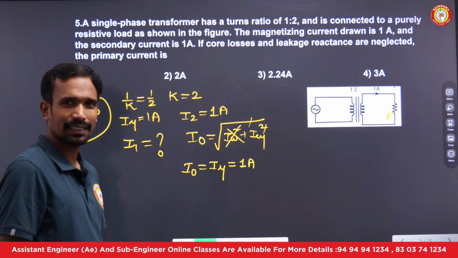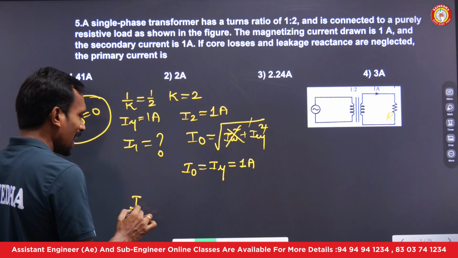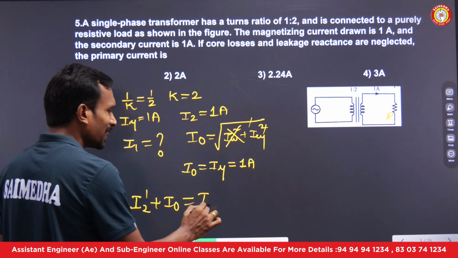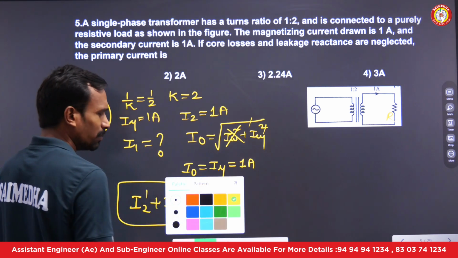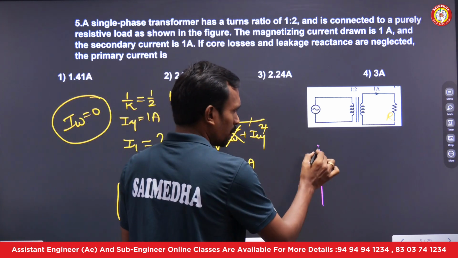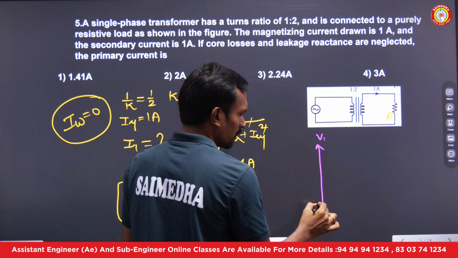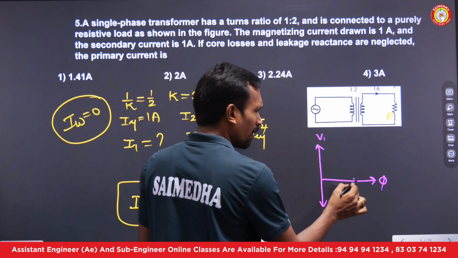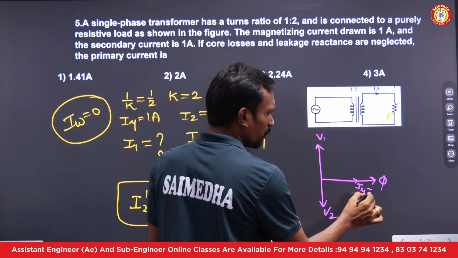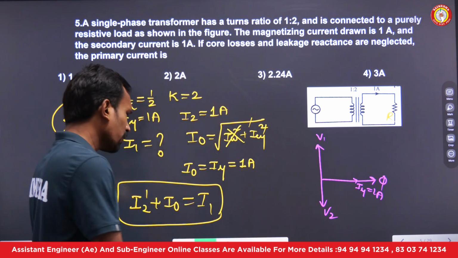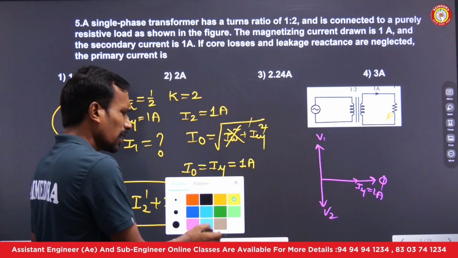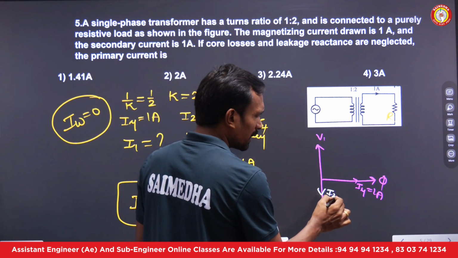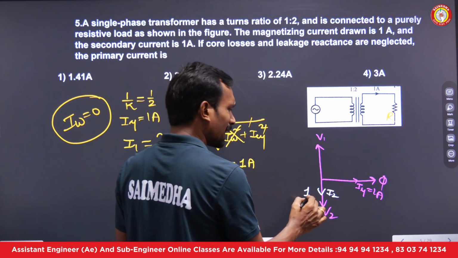My no load current is there. And can you tell me what is I2 dash plus I naught? I2 dash plus I naught is equal to I1, right? From the vector diagram. Yes or no, guys? For example, here V1, here V2, here some flux will be there. There is no IW, we have only I mu, which is 1 ampere. And when this is a purely resistive load, the load current is in phase with the voltage, which is 1 ampere again.